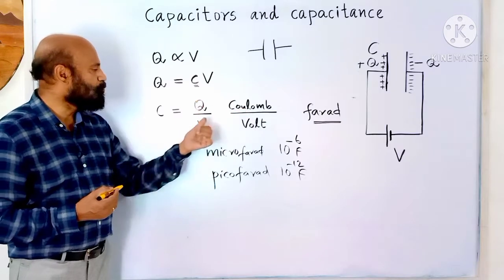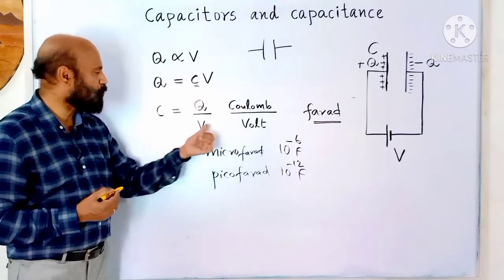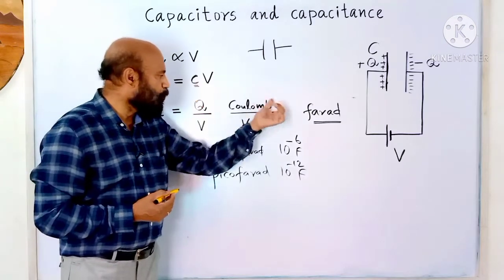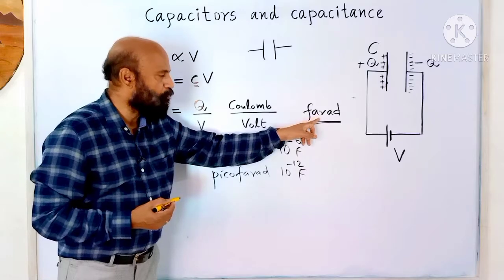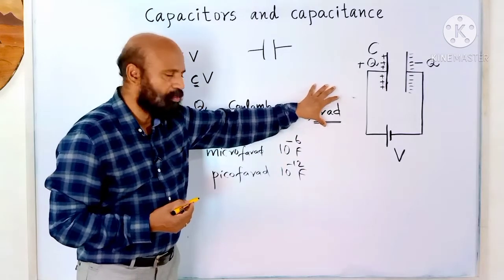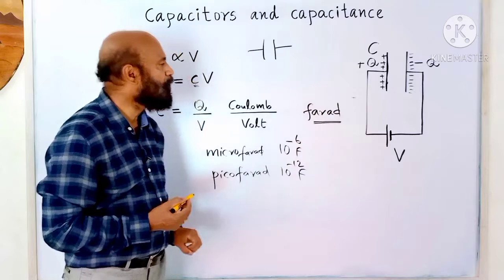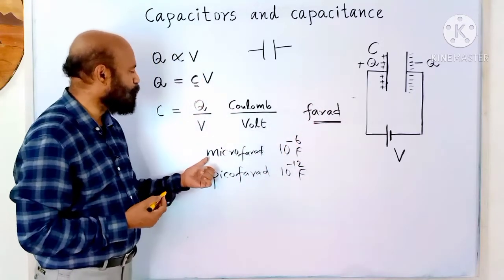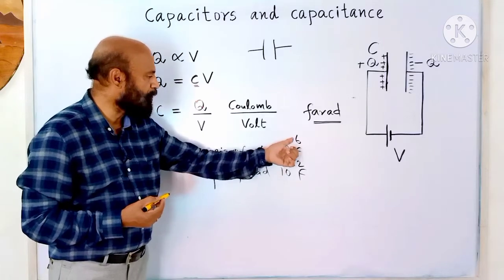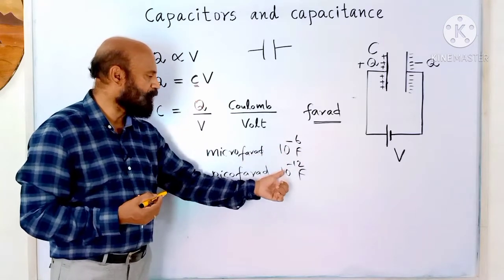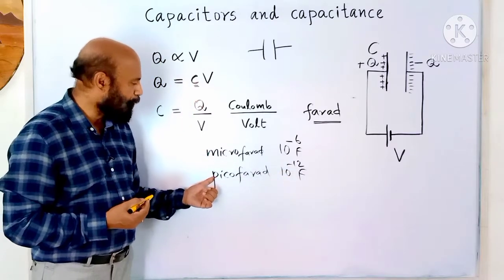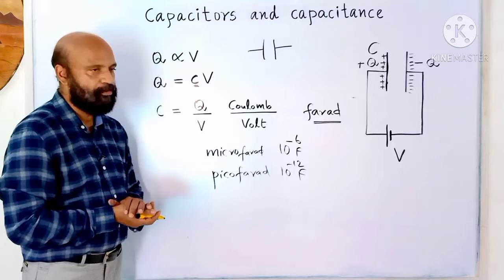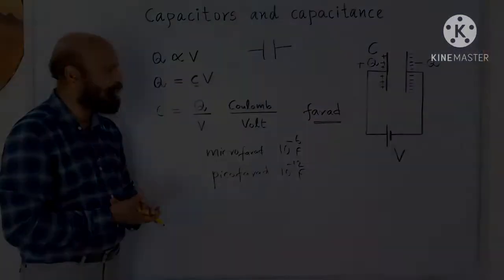Charge is measured in coulomb, potential difference is measured in volt. So capacitance is measured in coulomb per volt. Coulomb per volt, another name for that is farad, in honor of the scientist Michael Faraday. Farad is a large unit, so smaller units are there. 10 raised to minus 6 farad is microfarad, 10 raised to minus 12 farad is picofarad. Nowadays, capacitors are available in various shapes.